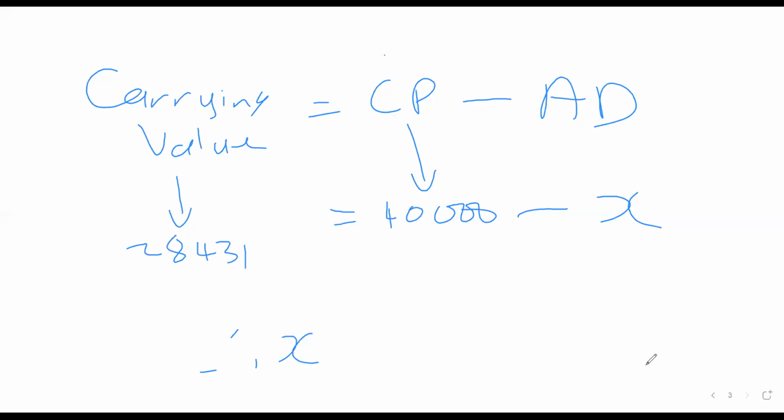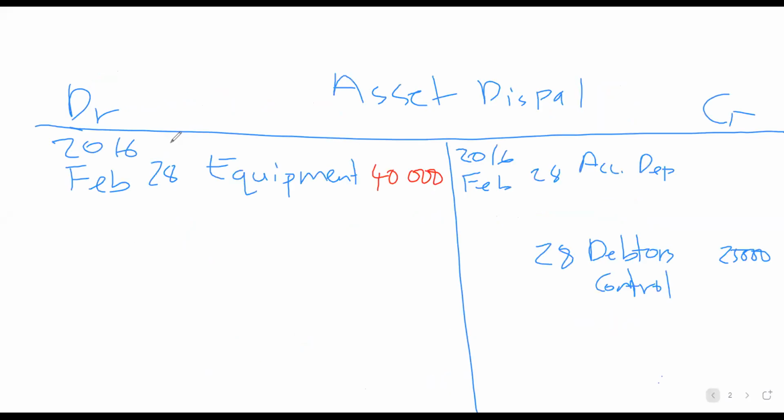Right. So the accumulated depreciation here is the difference between the cost price and the carrying value. Our cost price was 40K. What was the carrying value? 28,431. So what is the difference? 11,569. That's what you put there, 11,569.